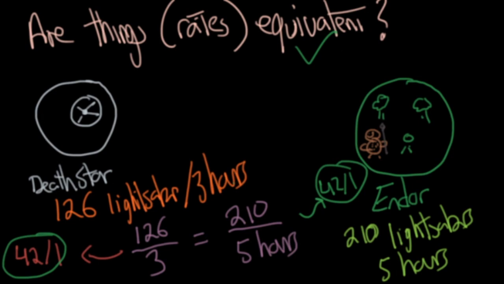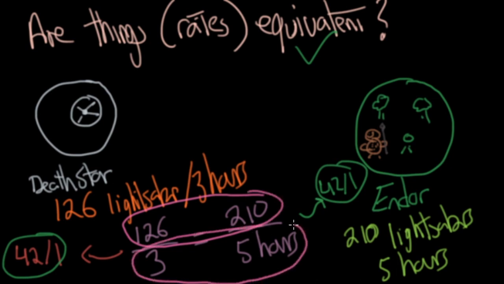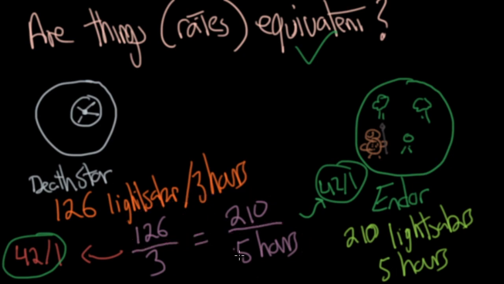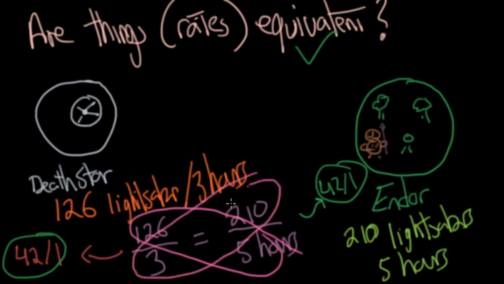And you know what? I like showing you what kids like. So what kids like to do is set up their different rates this way. The important thing is you have the same type of things on top of your fraction and the same type of things on the bottom. So we had lightsabers on top and hours on the bottom. And then you can simply cross multiply and see if those numbers are the same.